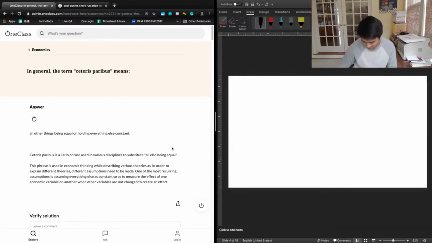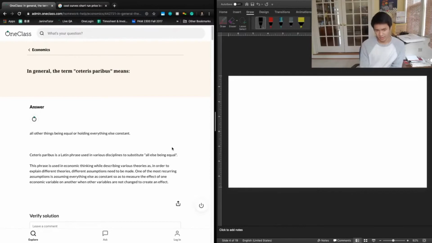So let's take a look at the previous tutor's answer. The previous tutor says, in general, it means all other things being equal or holding everything else constant. Ceteris paribus is a Latin phrase used in various disciplines to substitute for all else being equal.